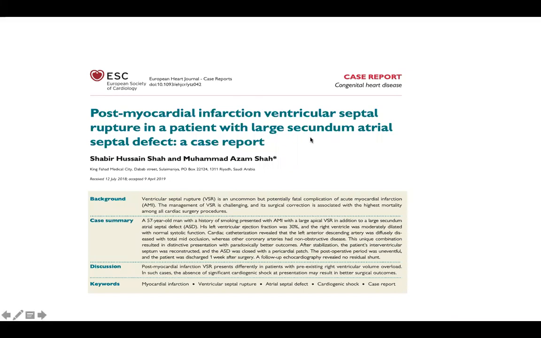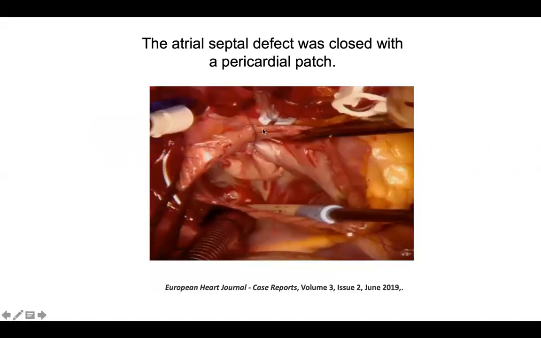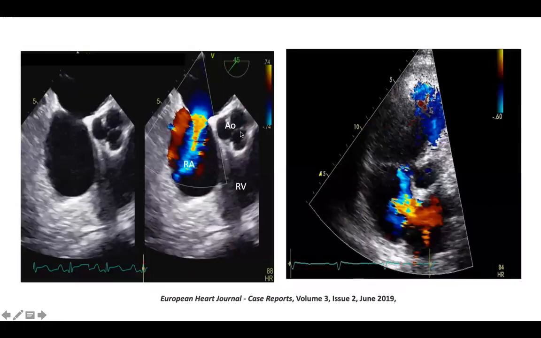Because of the large septum, his RV was hypertrophic, it was large. So it could tolerate the pressure load from the VSR. It was trained before because of the large volume. Then we fixed his VSR, we fixed his ASD with a patch, and you can see there is a defect before.